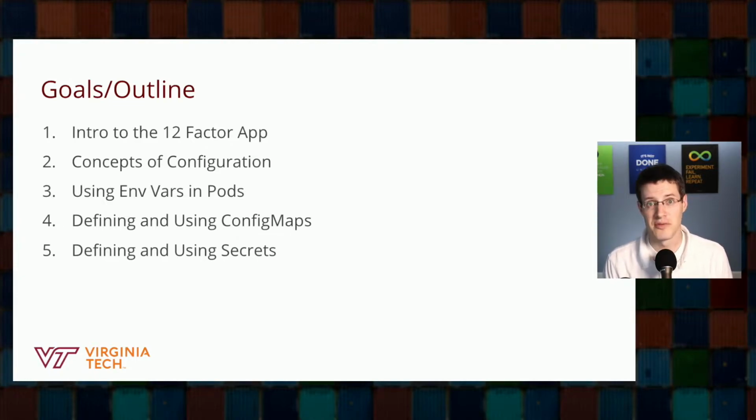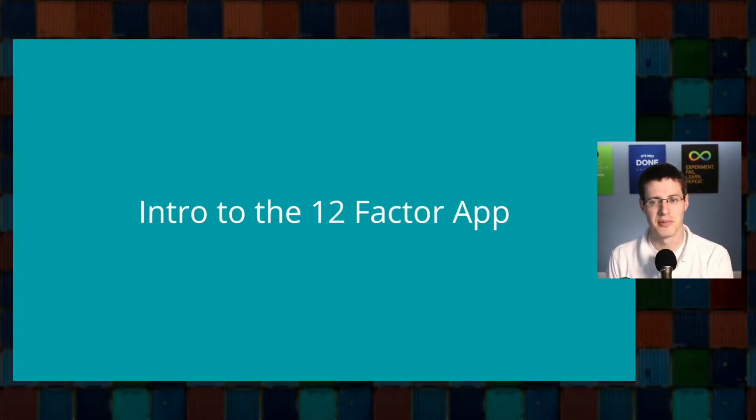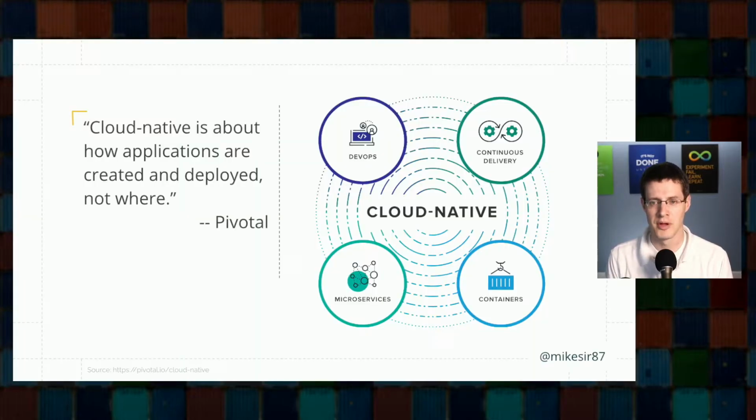Then we'll dive into what that looks like in Kubernetes, so using environment variables for our pods, as well as using ConfigMaps and secrets. So quite a bit, but it should go through fairly quickly here. So let's start off first by talking about the intro to the 12-factor app.